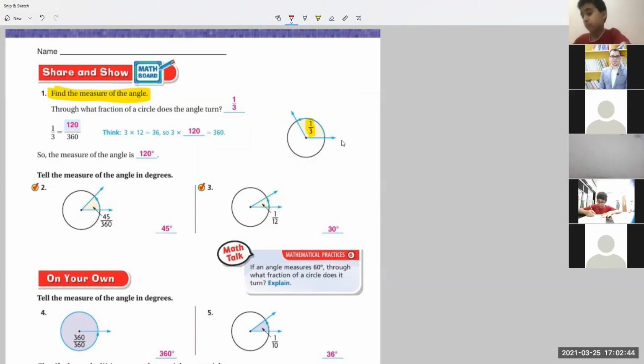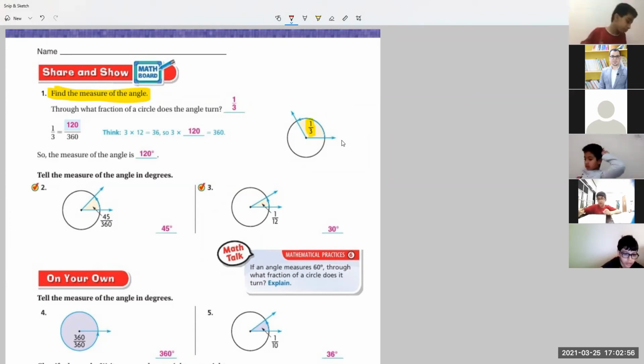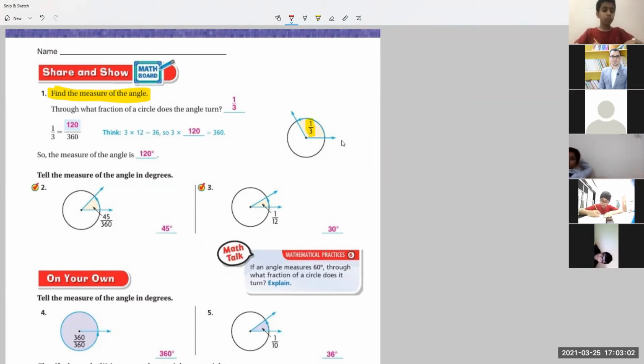As we studied before, we have some fractions to represent an angle. So we have this third of an angle. How can we write it with degrees? If you want to write any angle with degrees, you have to get a fraction with 360 as a denominator. Okay, so let me write it for you.